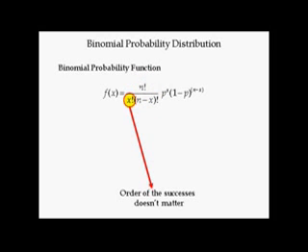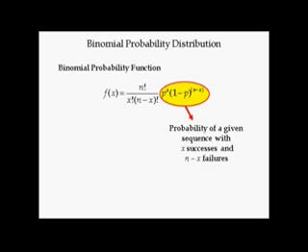The x factorial in the denominator means order doesn't matter. We talked about this in the previous chapter. The last part of this equation represents the probability of a given sequence with x successes and n minus x failures. Recall there are 5 ways to order a sequence of 1 success, those with game, and 4 failures, those without game. When 5 male students are picked at random from the campus directory, the probability of the 5 sequences are all equal.